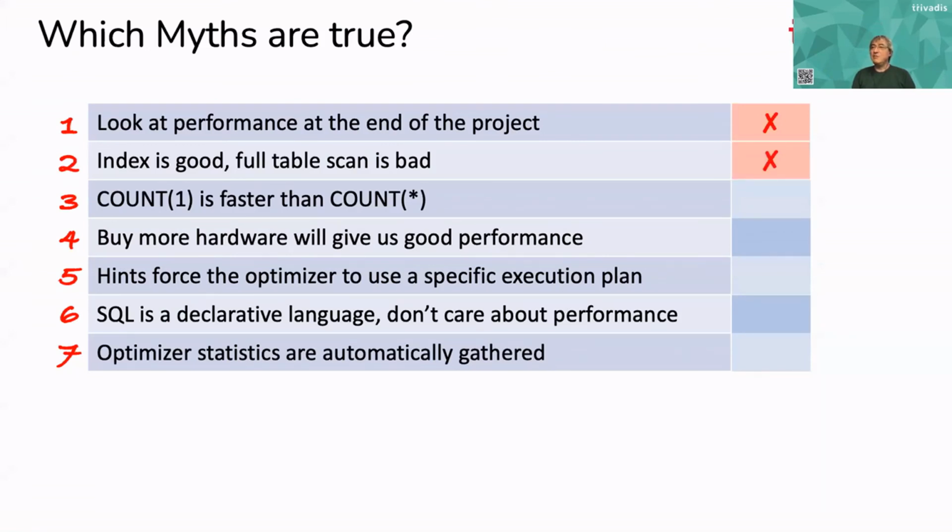Index is good, full table scan is bad. Yeah, there are cases where indexes are good, but also other cases where full table scans are good. It depends on the selectivity. This is also wrong, that count(1) is faster than count(*). It doesn't matter, they have the same execution plan. The fourth myth, yeah, it's true that additional hardware helps to improve performance, but it's not always the best choice. Hints force the optimizer to use a specific execution plan. That's not the case.